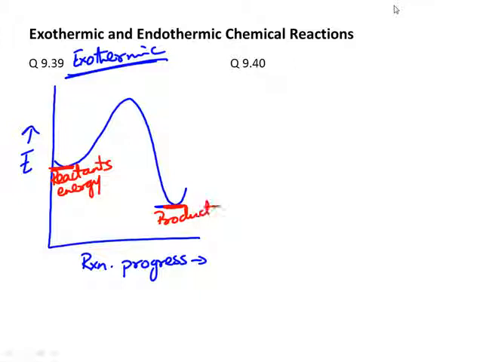For every exothermic reaction, the average energy of the products will always be lower than the energy of the reactants. There is a net release in energy. The amount of energy that is released once the reaction is done is this much. This is the energy that is created, released, produced.